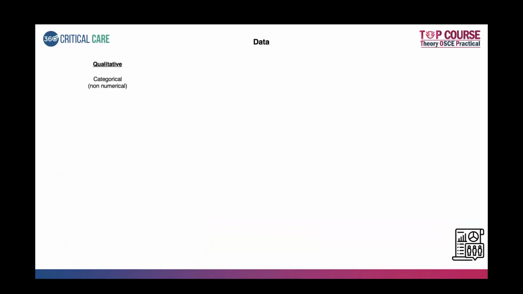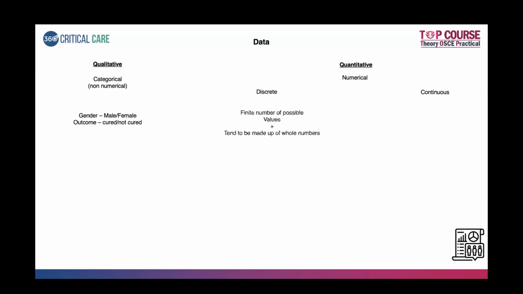So data can be classified into qualitative data, that is categorical or non-numerical data, and quantitative data, that is numerical data. Quantitative data can be discrete or continuous. Now, what is discrete and what is continuous? Discrete data have a finite number of possible values and tend to be made up of whole numbers. Example, the number of students absent each day at school. On day one, there could be 7 people absent. Day two, 13 people. Day three, 3 people. And day four, 4 people would have been absent.